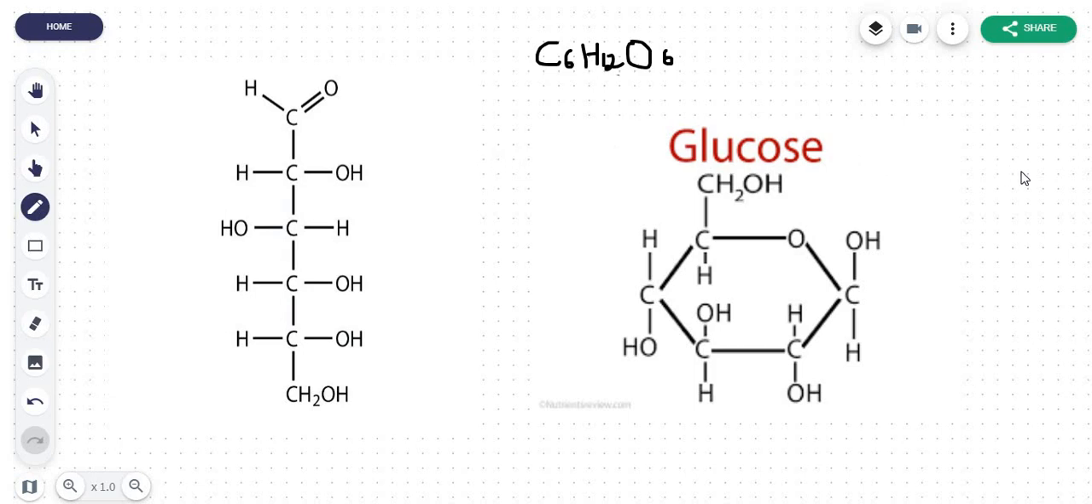Let's talk about something. So this is your carbon. Your carbon has 4 bonds: 1, 2, 3, 4. So basically 4 elements or 4 groups of elements can attach to carbon, not more than 4, not less than 4.